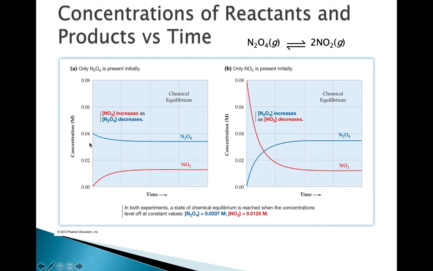So for instance, in this example over here on the left, we start with just N2O4 at a concentration of about 0.04 molar. And over time, we see the concentrations stabilize and we get concentrations of N2O4 and NO2. We can also do the same thing but start with NO2, which is what happens in the right diagram, where we have about 0.08 molar NO2. And when we get to equilibrium, we have pretty much the same concentrations of N2O4 and NO2 as we did if we started with just the N2O4.